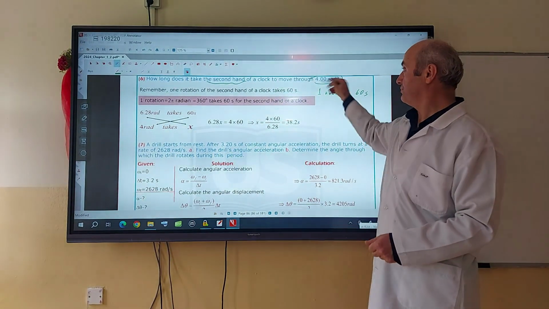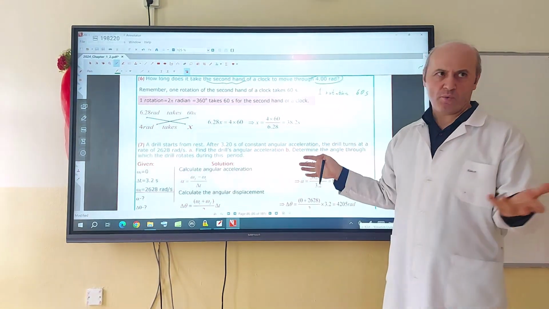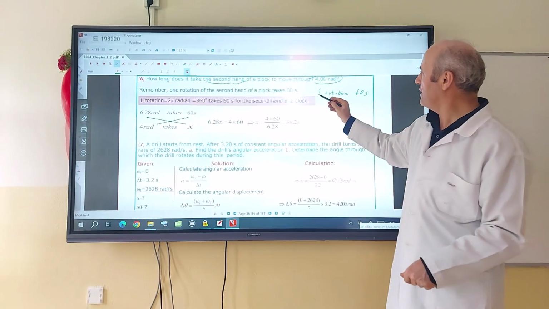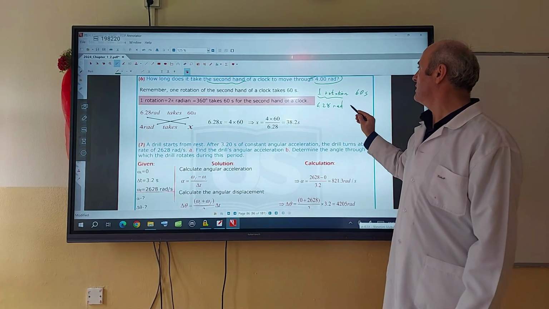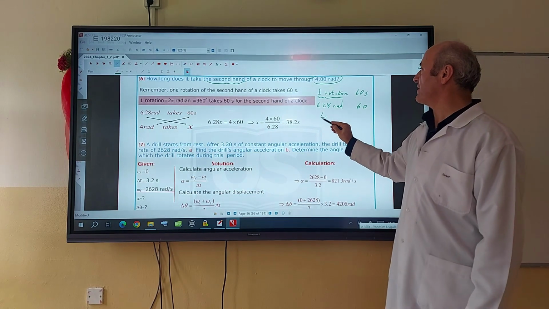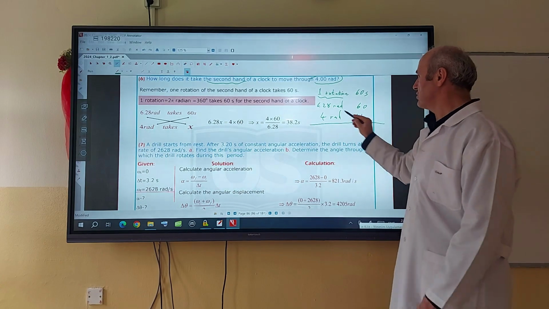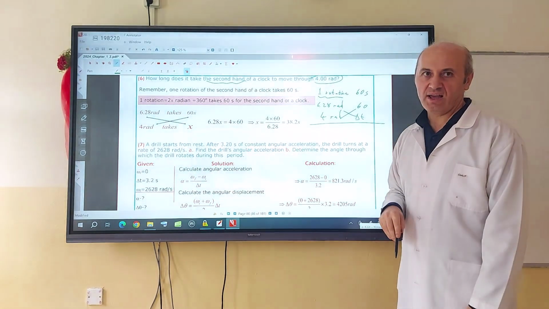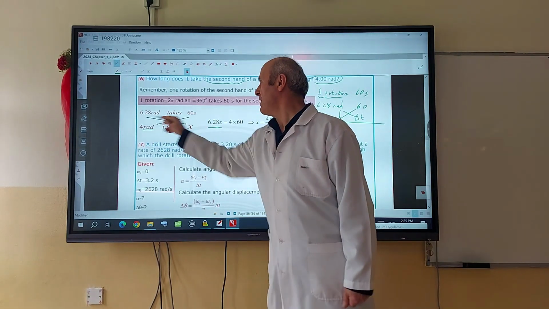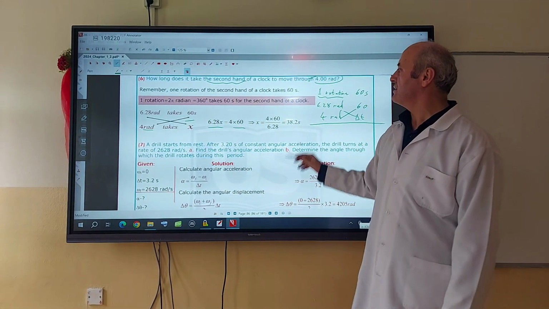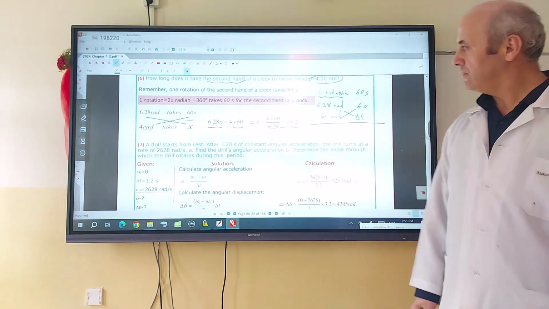So I have to use radian. But here we use rotation. I know one rotation is how many radian? 6.28 radian takes 60 seconds. Then 4 radian takes how much? So cross product. Fine. 6.28 times x is equal to 4 times 60 and divide by 6.28, result is 30.2.